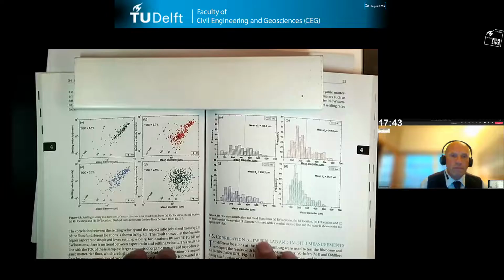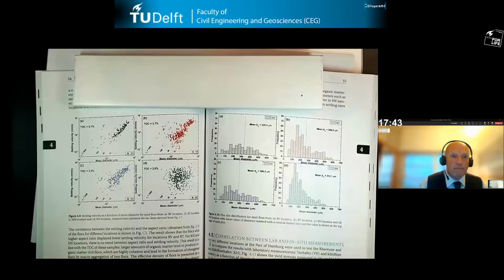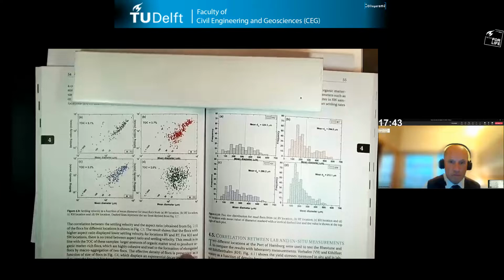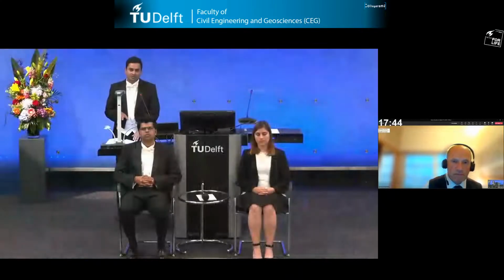Okay, so on figure 4.9, the idea was just to plot the settling velocity that we got from FlocCam and also the size of the particle, and to compare different locations. Different locations means we have different organic matter content. If you see from A, B, C, D, the organic matter content is highest in A, while going to D, it's getting lower and lower.